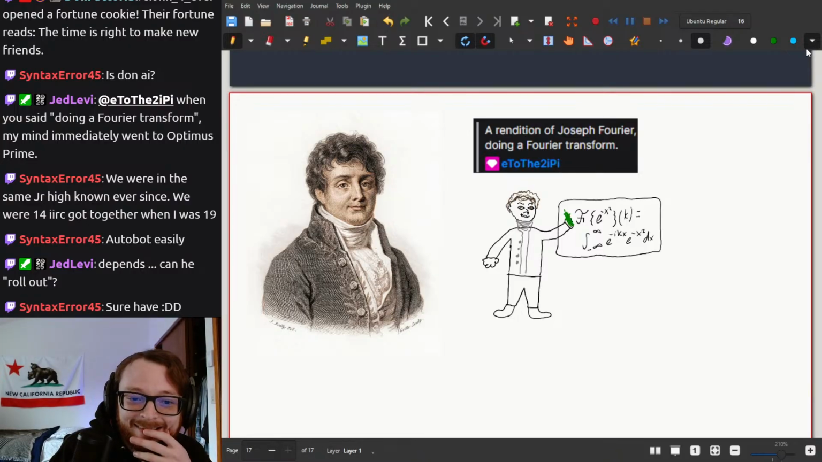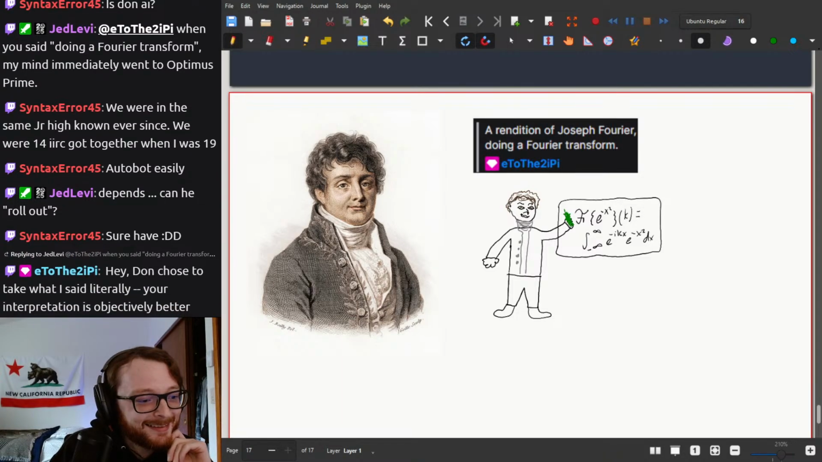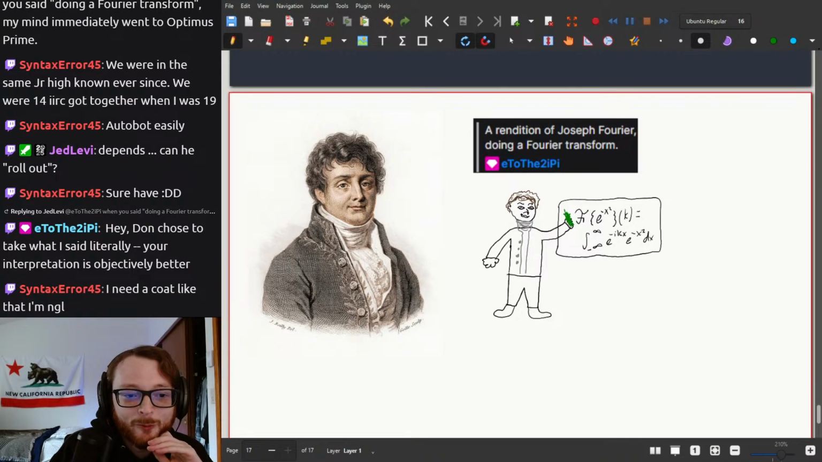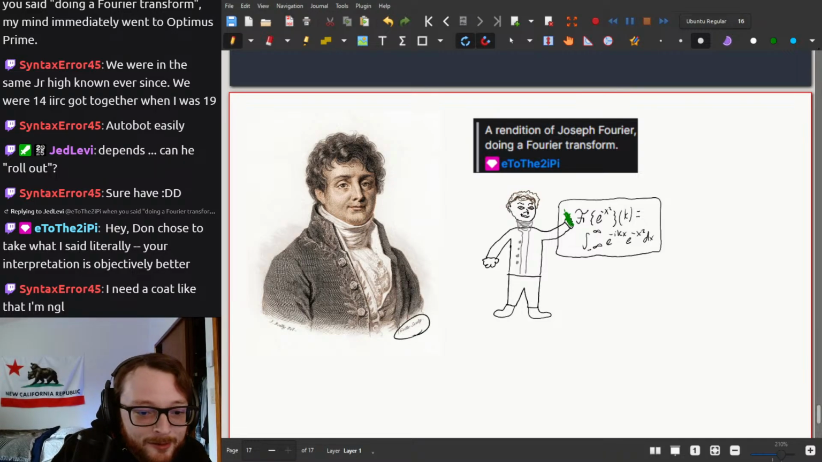This might be my drawing. I don't know what else to add now. Can he roll out? I don't know. Yeah, Fourier transforming into Optimus Prime would be a much harder drawing. You need a coat like that in real life. It's not a bad coat. I wouldn't do all this frilly stuff here, but the coat itself, that's a nice coat. I agree. Oh wait, why are there two names on that? I'm also curious what their names are.